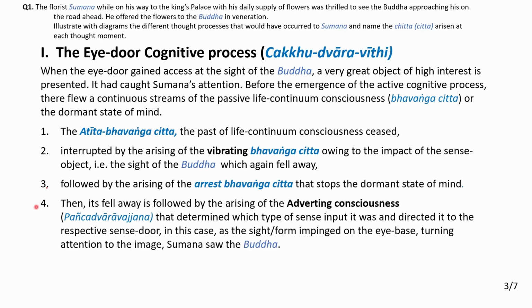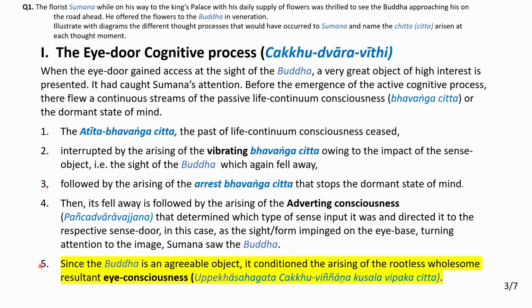Then it fell away, followed by the arising of the adverting consciousness, the pancha dvara avajjana citta, that determined which type of sense input it was and directed it to the respective sense door. In this case, as the sight impinged on the eye base, it turned the attention to the image. So Sumana saw the Buddha. Since the Buddha is an agreeable object, it conditioned the arising of the rootless, wholesome resultant eye consciousness, Upekkha sahagata, cakkhu vinnana kusala vipaka citta.